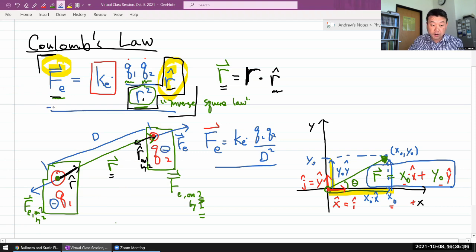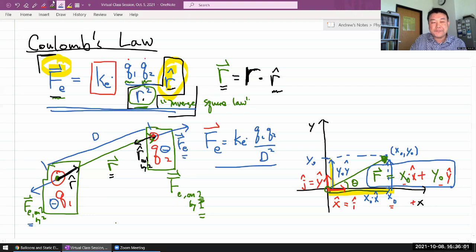Now, imagine if both of these charges were negative. That possibility is already covered here. If both charges are negative, then their product is positive, so none of these directions change. They remain in the same direction. I guess that's a good thing. I don't have to do anything.